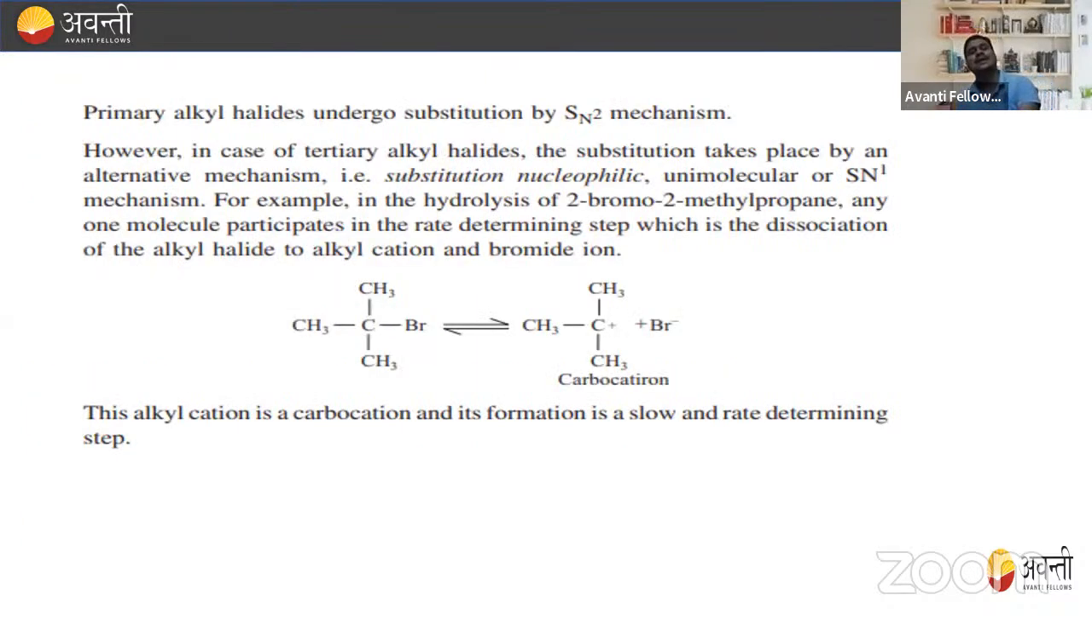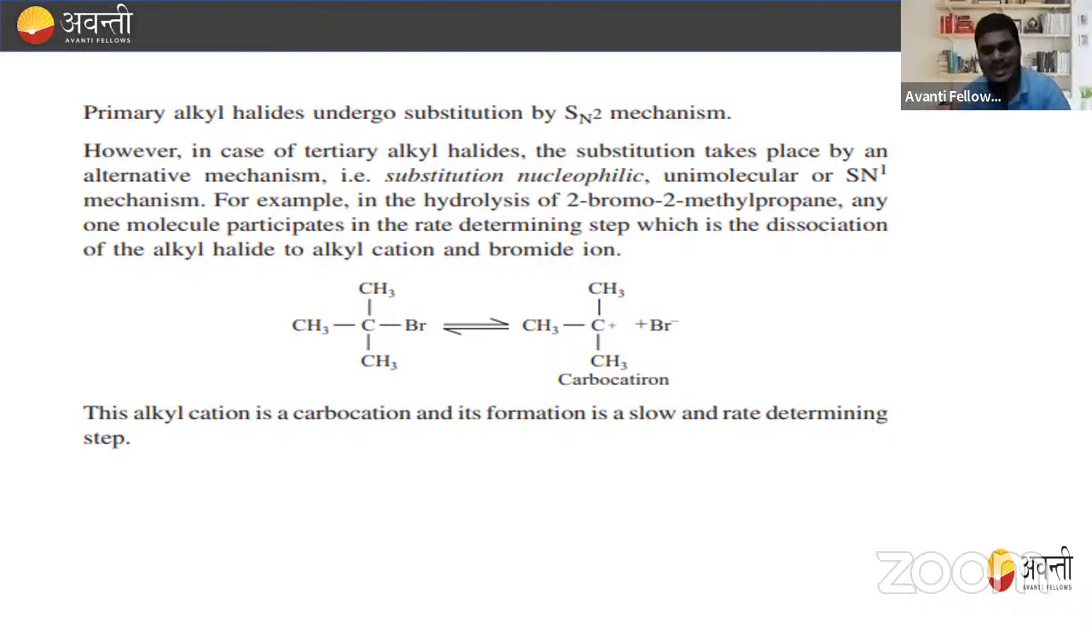Now, primary alkyl halides undergo substitution by the SN2 mechanism. Why? Because in a primary alkyl halide we have only one bulky alkyl group. If the number of bulky groups increases, then the back-side nucleophilic attack is not possible, due to high repulsion if larger groups are present. So that's why primary alkyl halides undergo substitution by the SN2 mechanism.